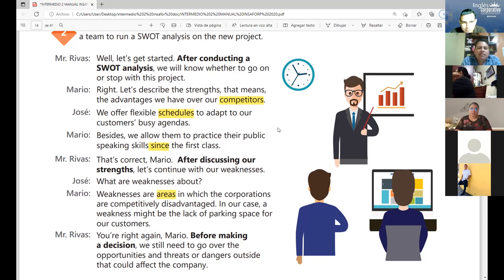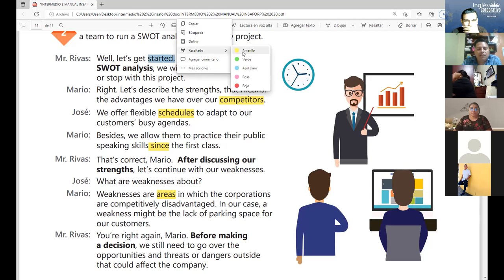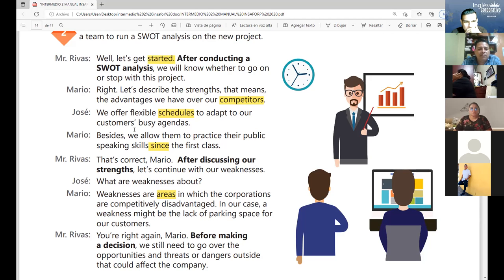Let's get started. After considering a short analysis, we will know whether to go on or stop with this project. Right. Let's describe the strength, that means the advantage we have over our competitor. We offer flexibly a schedule to adapt to our customers' busy agendas. Besides, we allow them to practice their public speaking skills in this field class. That's correct, Mario. After discussing our strength, let's continue with our witnesses.